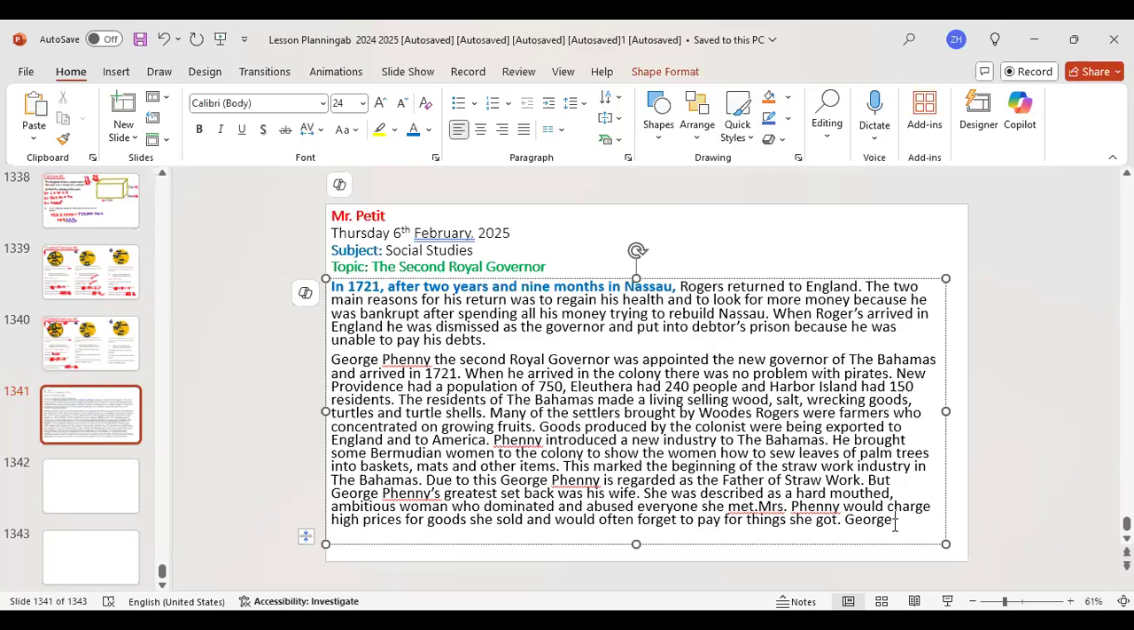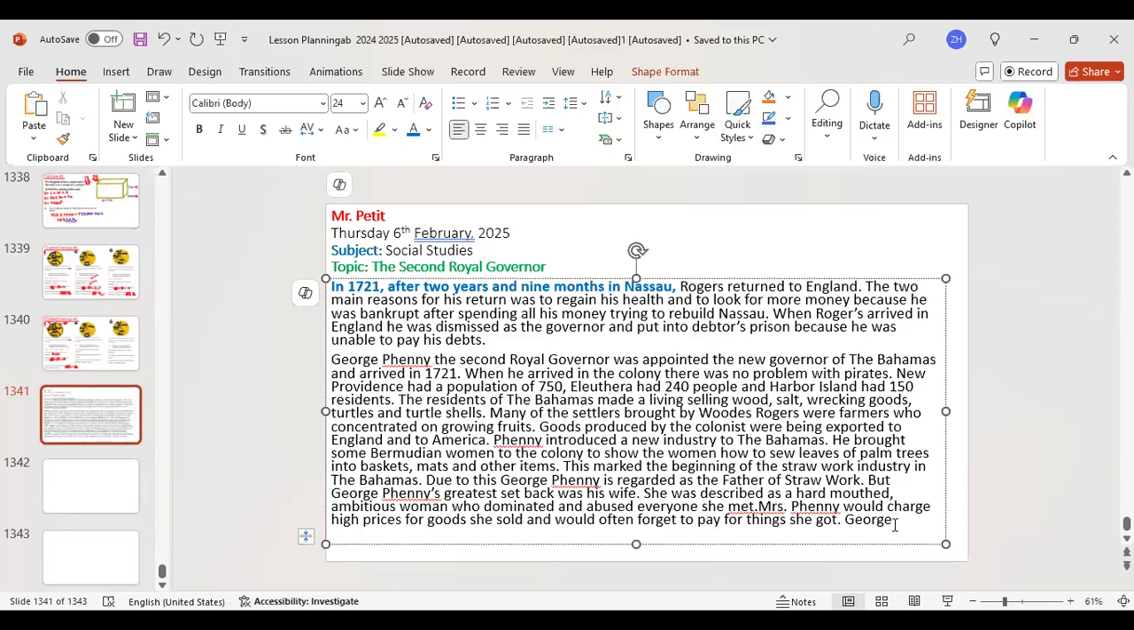Mr. Petit, is it Rogers who brought the farmers and the Bermudians? No, Finney brought the Bermudian women, and Rogers brought the farmers. Okay, understood.